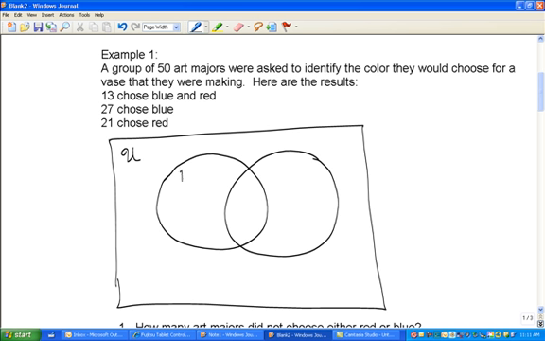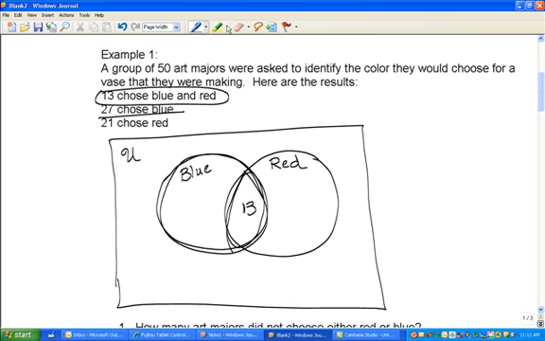Okay, so we have blue and red. What we want to do is start in this region where the 2 intersect. How many chose blue and red? 13. Now what we have to realize is when we're given the number for blue, that includes these 13. Here's a circle for blue. Let me see if I can find a blue highlighter. There's the circle for blue. So it contains the 13. That means we only need 14 more to make 27.